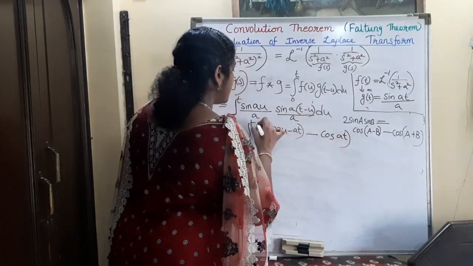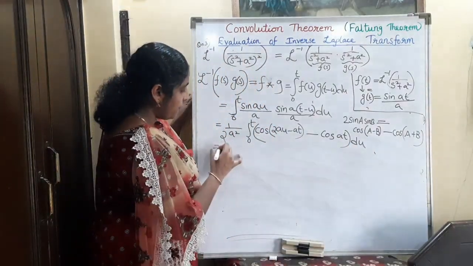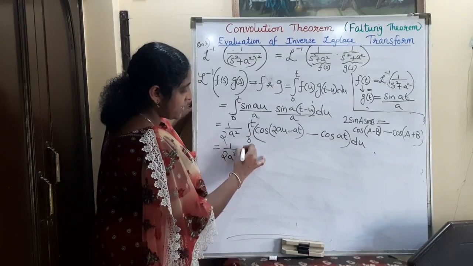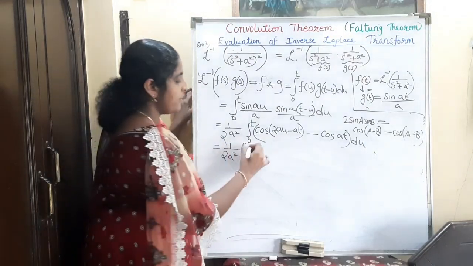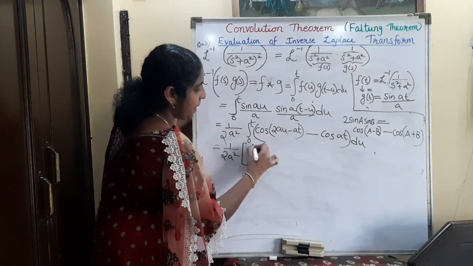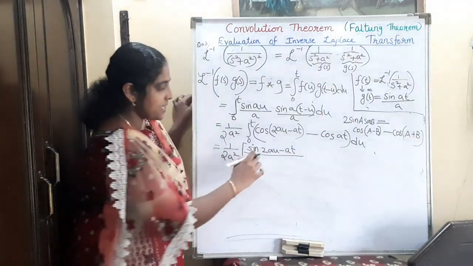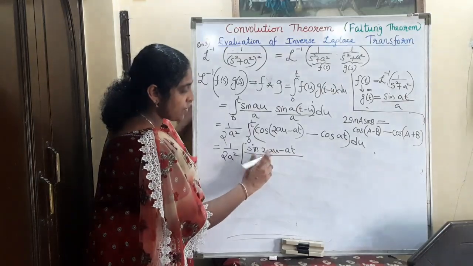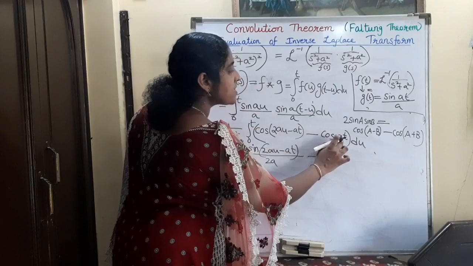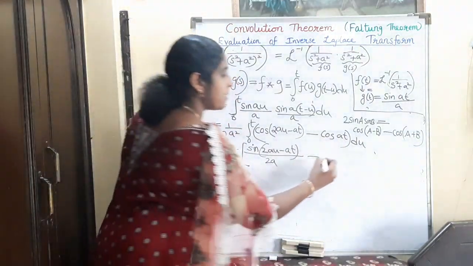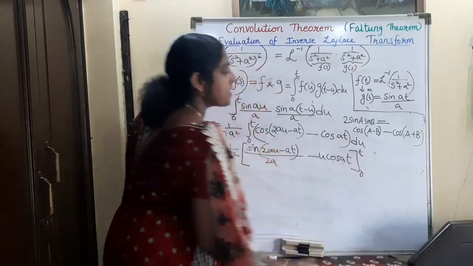So this is cos At, and the integration is with respect to u. So now we can take the integration, 1 by 2a square. Here the integral of cos is sine. So this will become sine(2au minus at) divided by 2a, since the integration is with respect to u, minus this cos at, there is no u term there, so cos at is completely a constant, so a constant into u, apply the limit 0 to t.